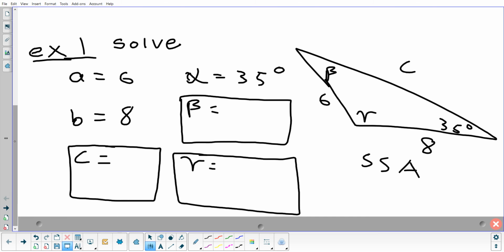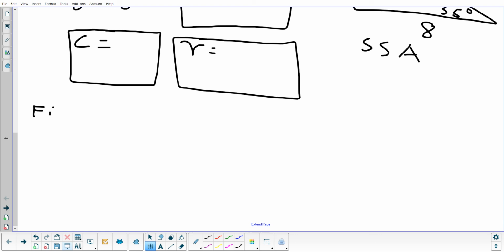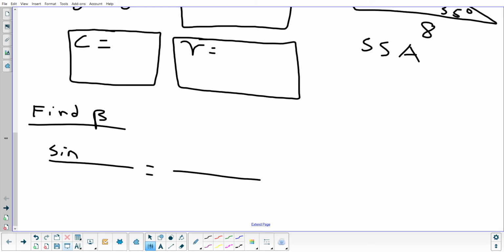Okay, no choices in what you do first here. What do you have to find first? Yep, so beta. You have to do beta first. Forget about that last row because it doesn't have any information in it, so you can't use it. All right, so let's see if we can set this up to find beta. Remember, law of sines always starts out like this. All right, so we got to find beta.